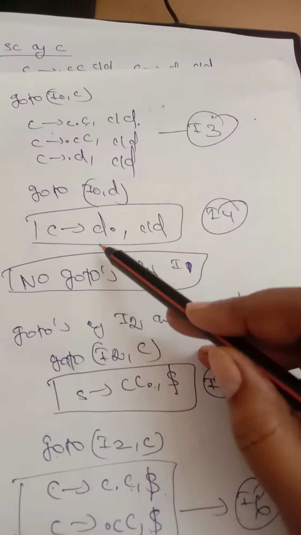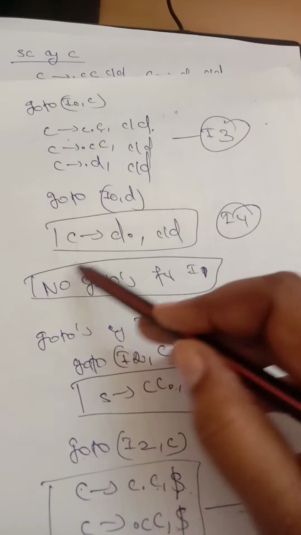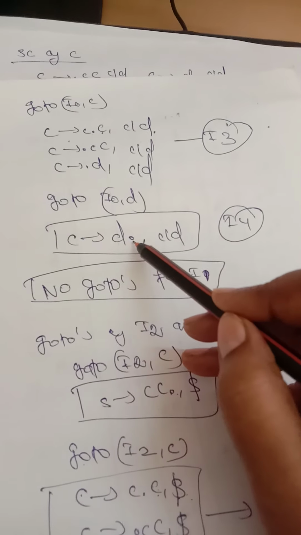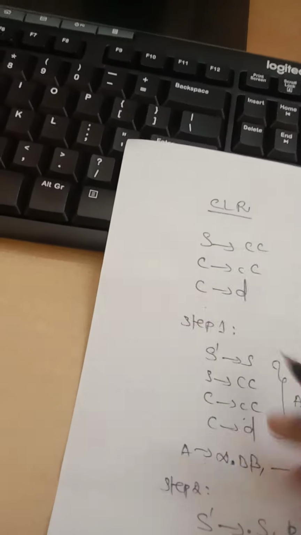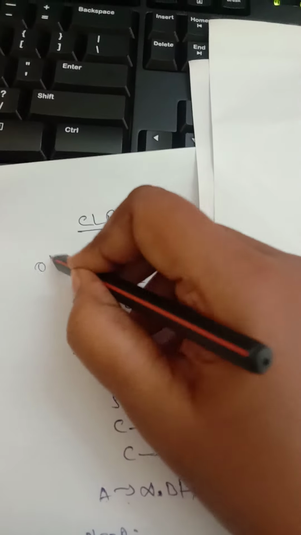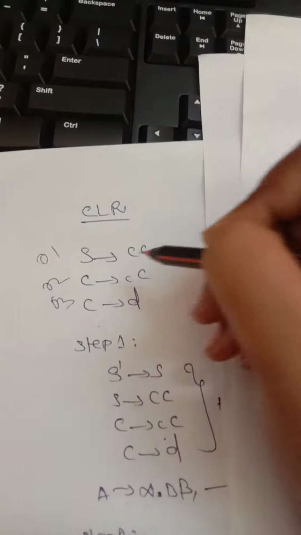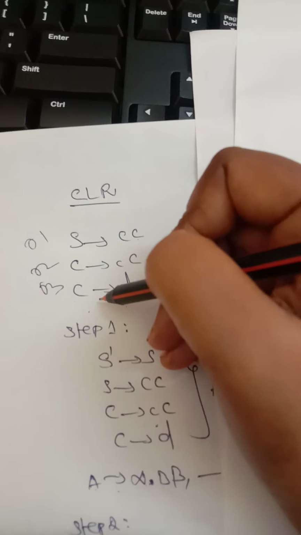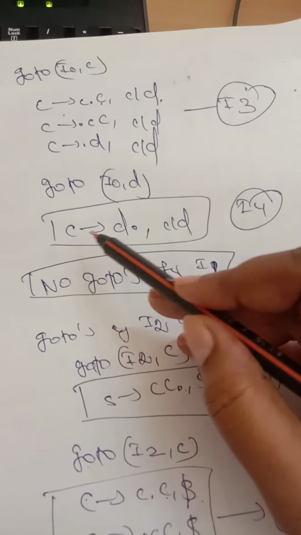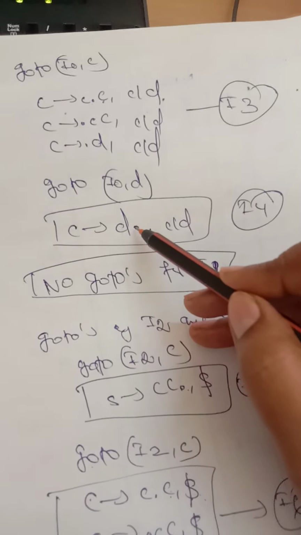Then I4, which production? The production that stands to D dot comes at the end. We have to check the production number. Here the production numbers are R1, R2, R3. Which production comes at the end? R3. Here in I4, stands to D dot, R3 comes at the end.